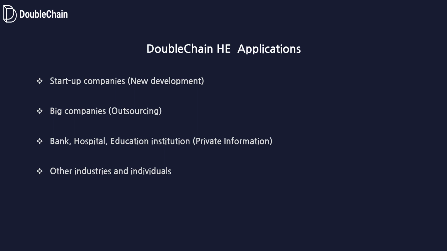Third, banks, hospitals, schools, and other educational institutions. They need to protect private information of clients, patients, students, etc. Actually, this was the beginning of homomorphic encryption schemes. Fourth, other industries and individuals.